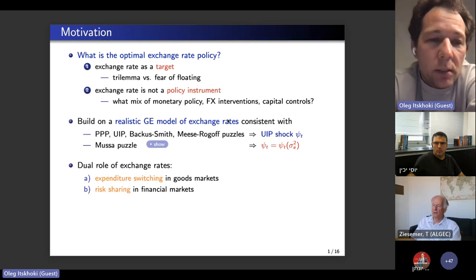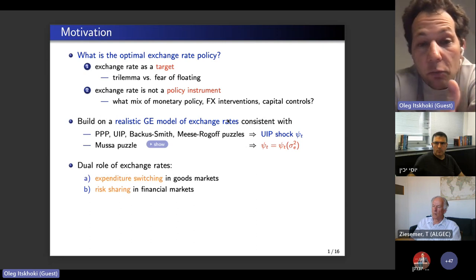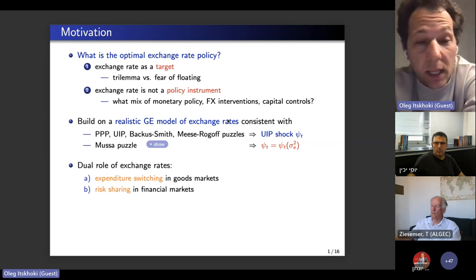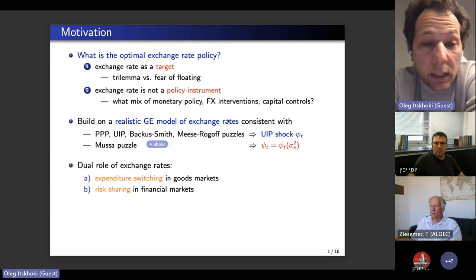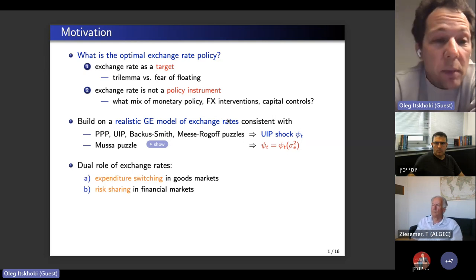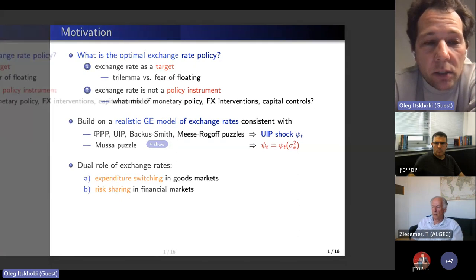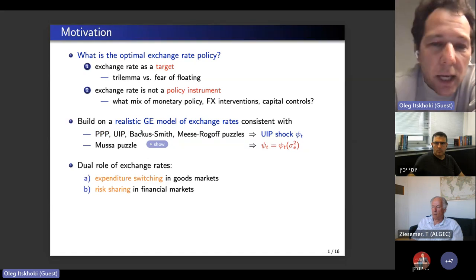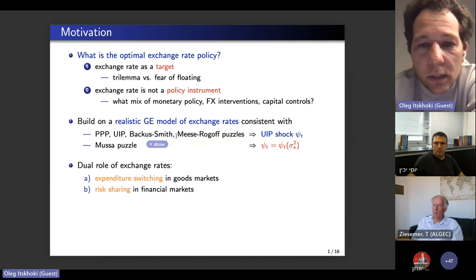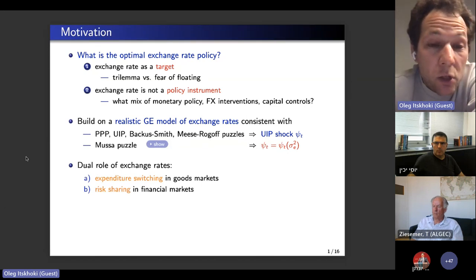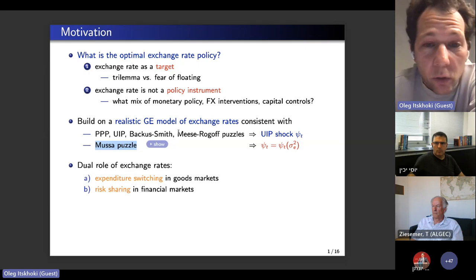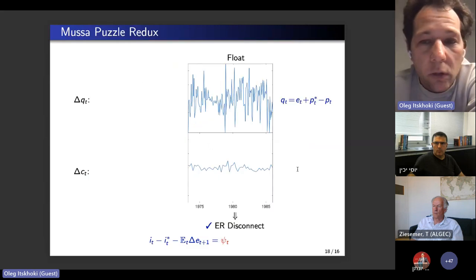Right. So in order to address these questions, we want to start with a general equilibrium model of the exchange rate that's consistent with the basic properties of the exchange rate. And that's been pretty elusive in the literature for a long time. In particular, there are all these famous puzzles about the exchange rate: the PPP puzzle, uncovered interest rate parity, the Backus-Smith puzzle, the general exchange rate disconnect, which is sometimes narrowly referred to as the Meese-Rogoff disconnect. And moreover, there is the Mussa puzzle. So let me show you in a picture how we think about all these puzzles and what it takes for a model to be consistent with all of them, right?